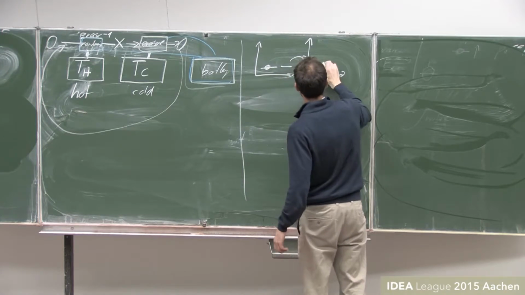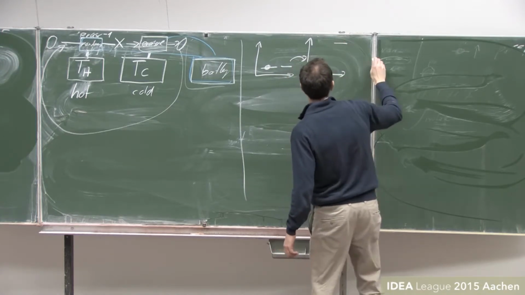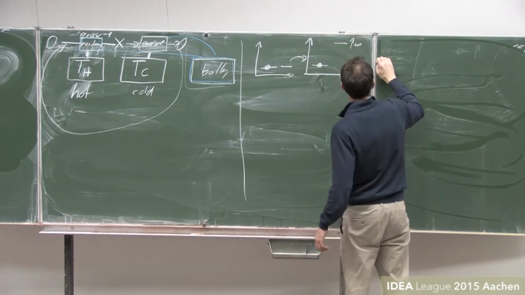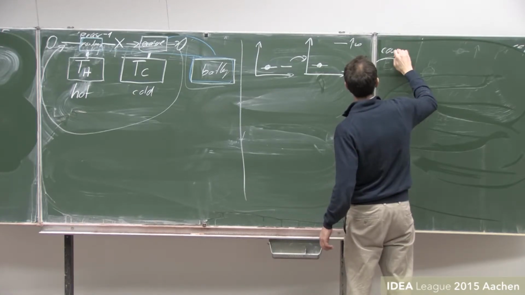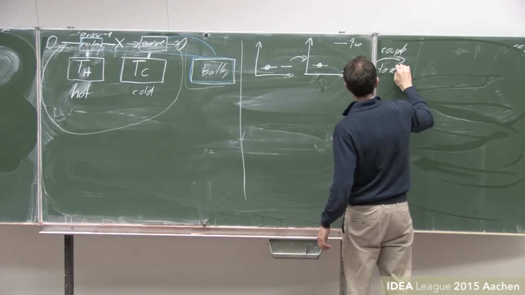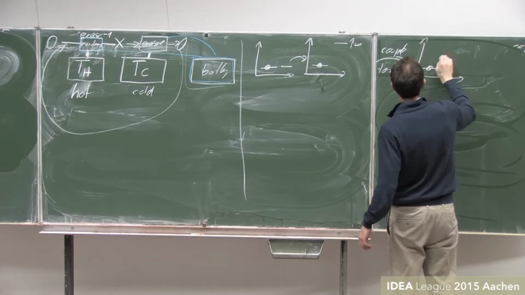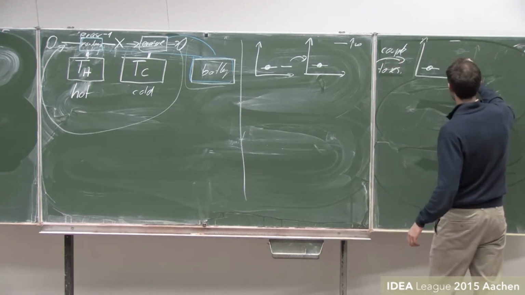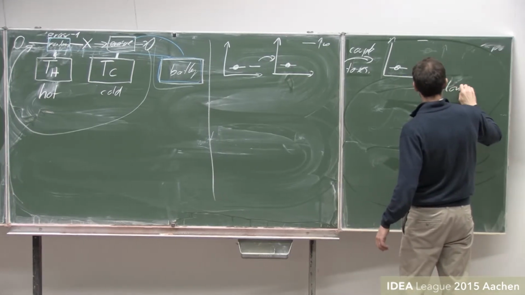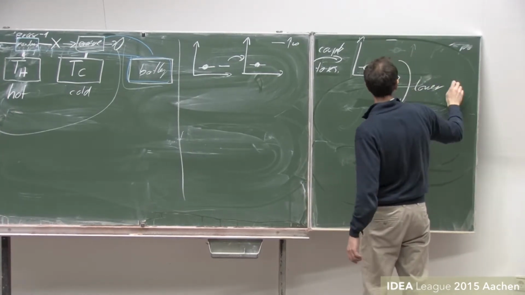So I have this, I raise this up to infinity, then I couple to the reservoir. So when I couple to the reservoir, this stays at infinity. And now I lower the level of E1.